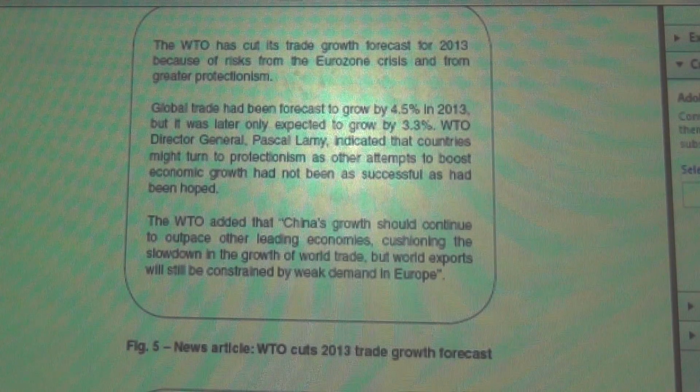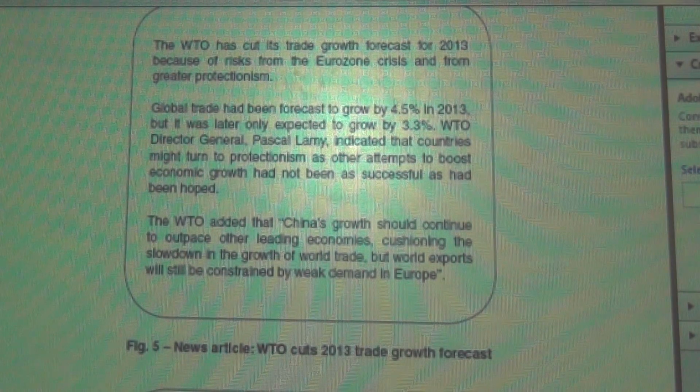How are we going to stop foreign goods getting in? We're going to introduce protectionist policies such as tariffs and quotas, and hence the reason it says in the first paragraph that cuts its growth forecast because of risk from the Eurozone crisis and from greater protectionism. Countries, they sort of retreat like a tortoise retreats within its shell to protect itself.